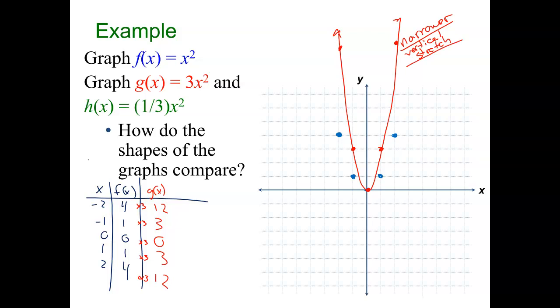Okay? What did I multiply by? 3. So it's a vertical stretch by a factor of 3. I took my y values and I multiplied them by 3. Okay? So if I want to do h of x, what am I going to multiply my y values by this time? By 1/3. Okay, so again, f of x, I'm going to multiply them by 1/3.